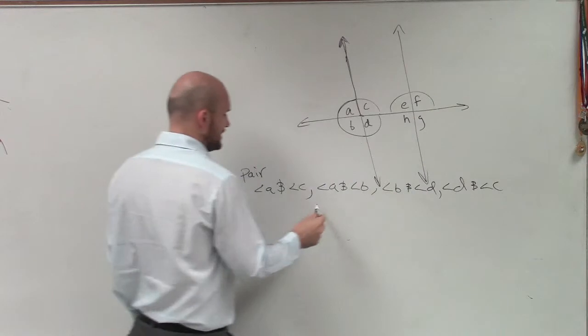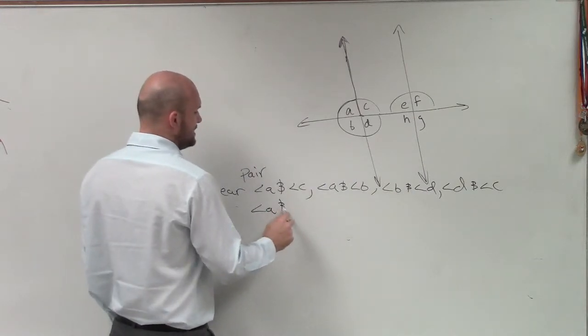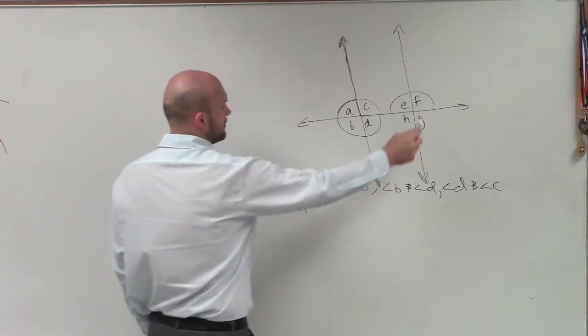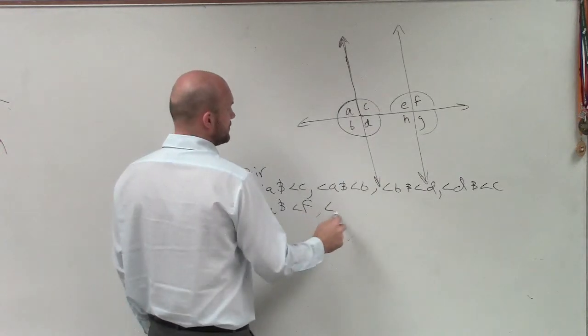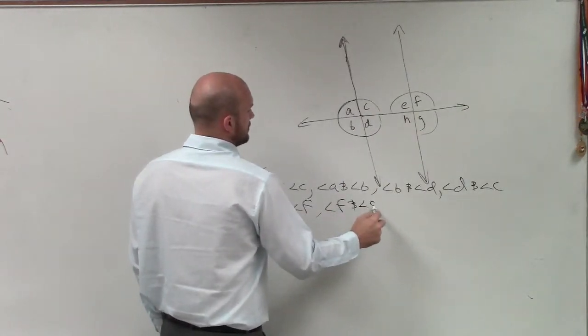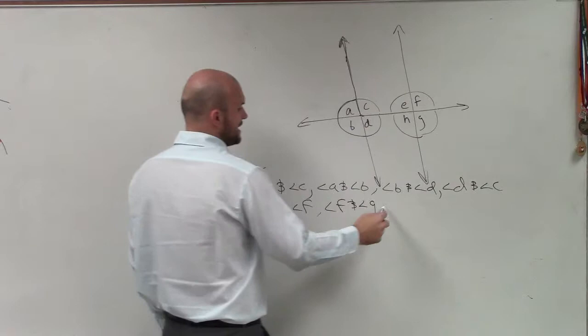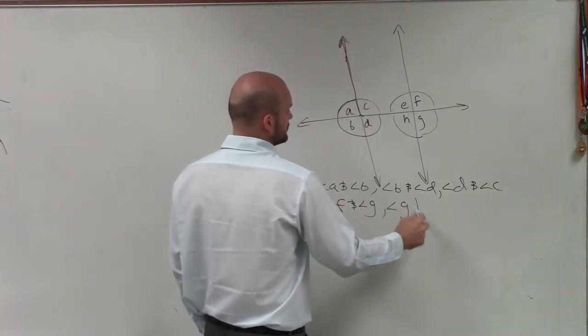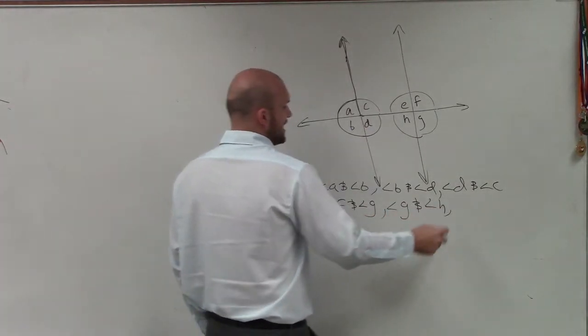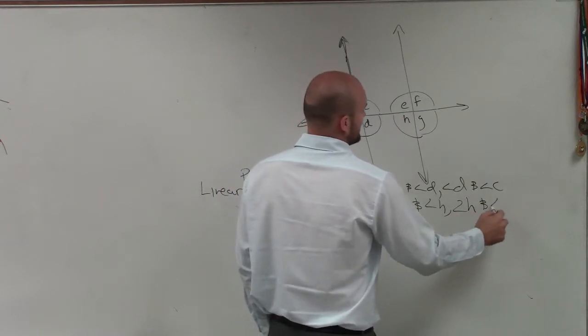We could say angle E and angle F. Angle F and angle G. Then you could do angle G and angle H. And you could do angle H and angle E.